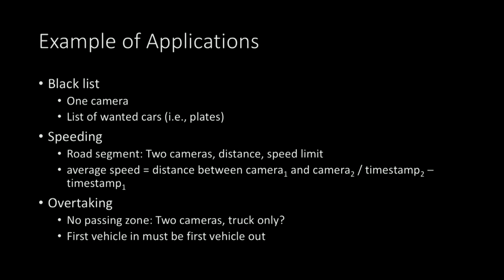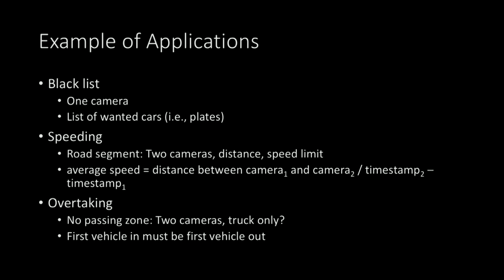If you look at examples of what you can do with this information, basically a timestamp, a plate number, and a location, you have what's called a blacklist, which is a list of wanted cars. When a wanted car is recognized, you know that the car was at some place, and you can send this information.